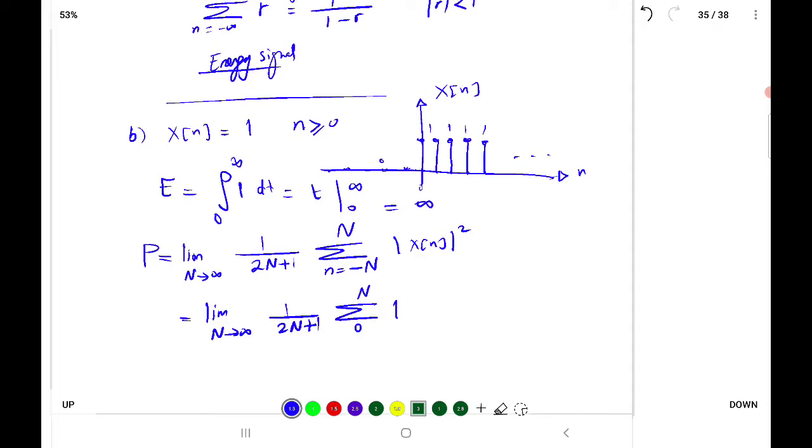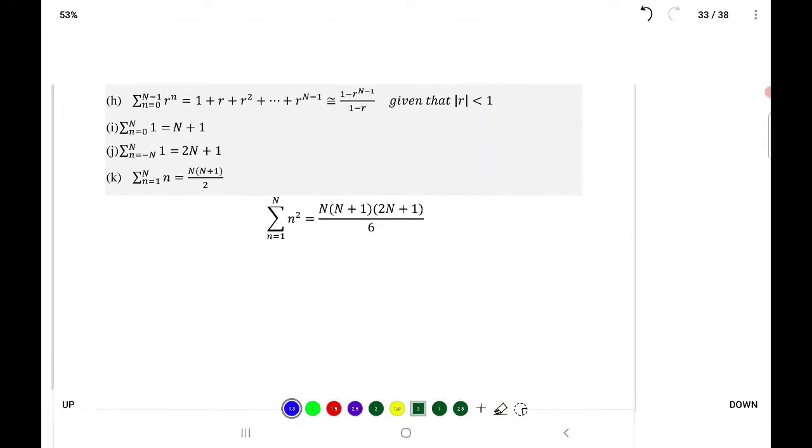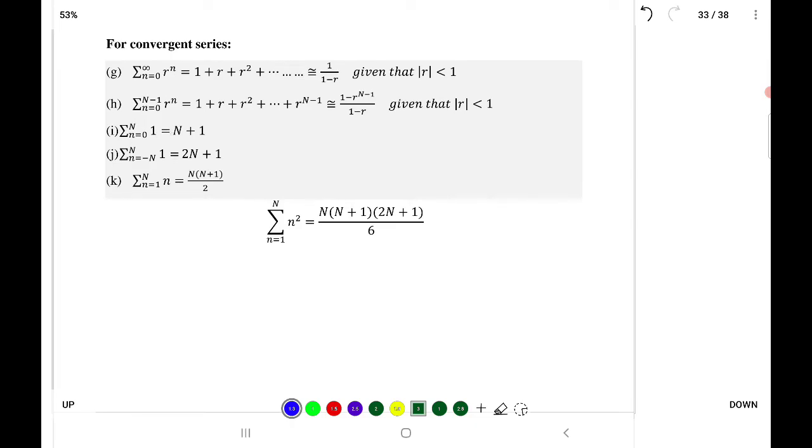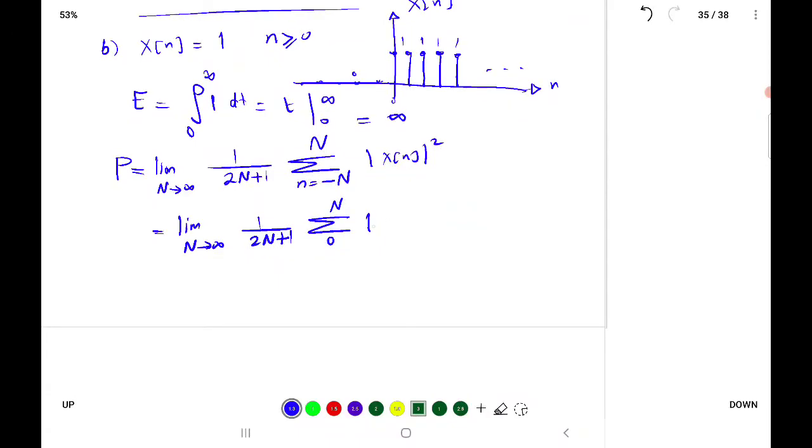So now we need to know the summation of 1 from 0 to n. There is a formula for it. When you're adding 1 from 0 to n, it is equal to n plus 1. So I'll write the limit as n goes to infinity of 1 over 2n plus 1, and the summation of 1 is equal to n plus 1. So it will be equal to the limit as n goes to infinity of (n plus 1) over (2n plus 1).